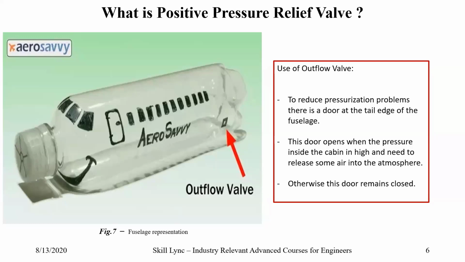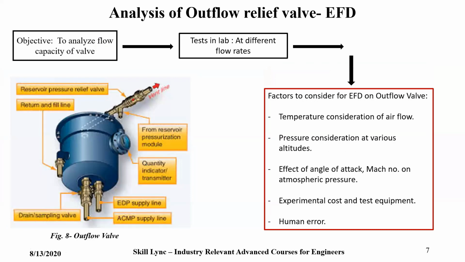And now why are we looking at it? Because we are going to analyze it using EFD, AFD, and CFD. So the first thing when you look at EFD, some of the factors that you would consider are, what is the first step? We would be actually creating or manufacturing an outflow valve to be tested in a lab environment. Going from there, the tests would involve passing air through the valve at various speeds, also called the flow rates. Now, factors to consider for EFD.